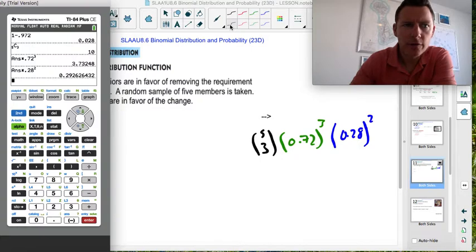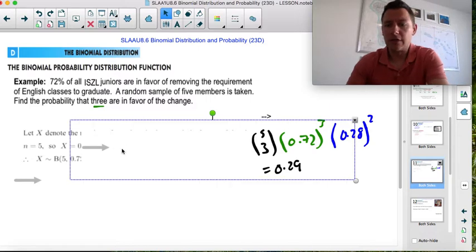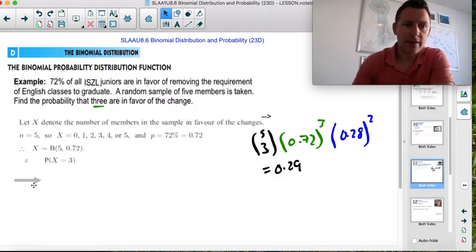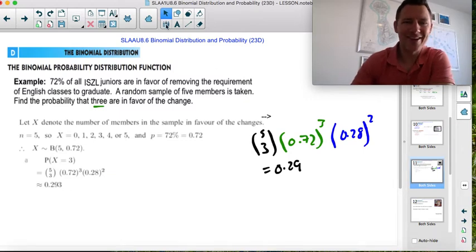Cool, okay. That's 0.29. So you have a 29% chance of this happening, right? You definitely can do this by hand, yeah, but you don't need to. This is just kind of the setup, and so you could also do this with your calculator. Hey, I got it right, 0.293.